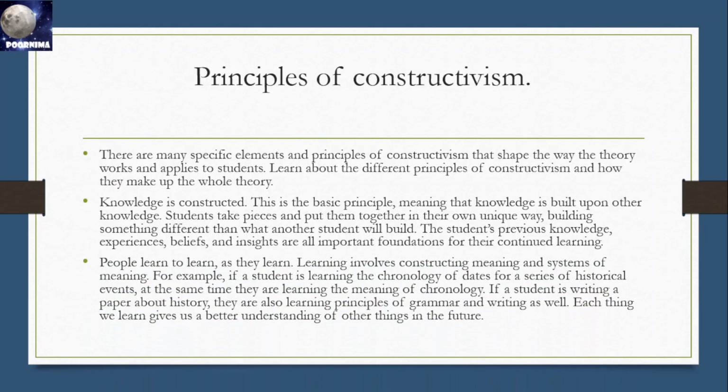People learn to learn as they learn. Learning involves constructing meaning and systems of meaning. For example, if a student is learning a chronology of the dates for a series of historical events, at the same time they are learning the meaning of the chronology. If the student is writing a paper about history, they are also learning principles of grammar and writing as well. Each thing we learn gives a better understanding of other things in the future.